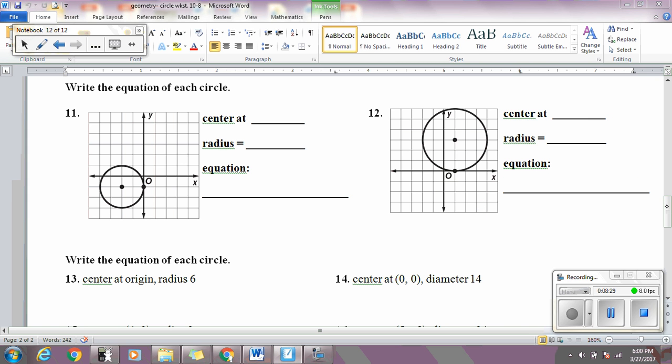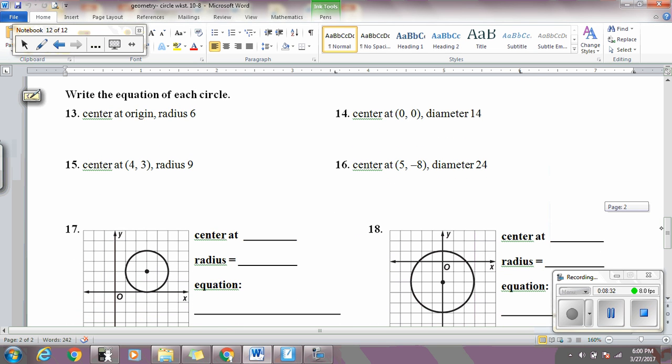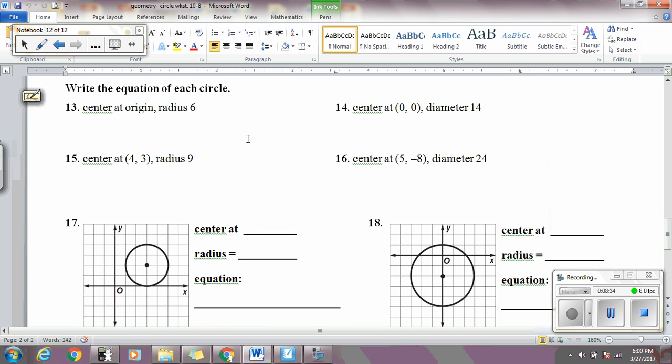For number 14, again, we're writing the equation of the circle. It tells me the center is at 0, 0, and the diameter is 14. So I have my h and my k, but I have the diameter. I know that the radius is half the diameter, so I need to take 14 divided by 2, which is 7, and that is my radius.